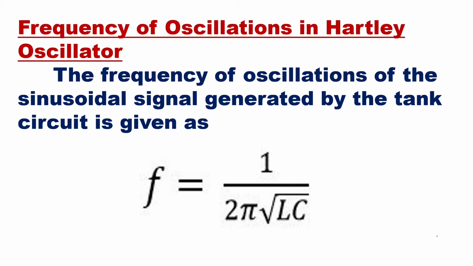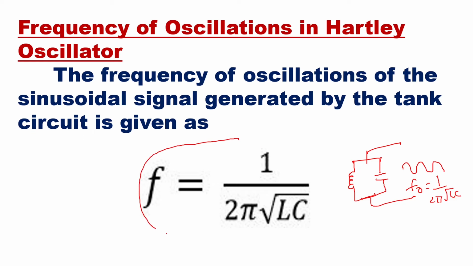Then how do you determine the frequency of oscillation? We know the frequency of oscillation of a sinusoid is generated by the tank circuit. If you take a simple tank circuit, L and C like this, this will be L, this will be C, then the output of this will be oscillations, and the oscillation frequency will be given as 1 by 2 pi root LC. This is what we have shown here. This is the formula for the frequency of a tank circuit where L and C are in parallel combination.